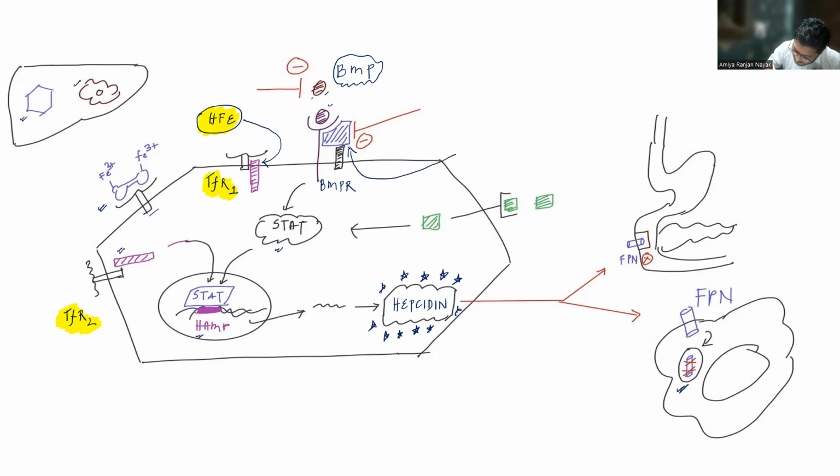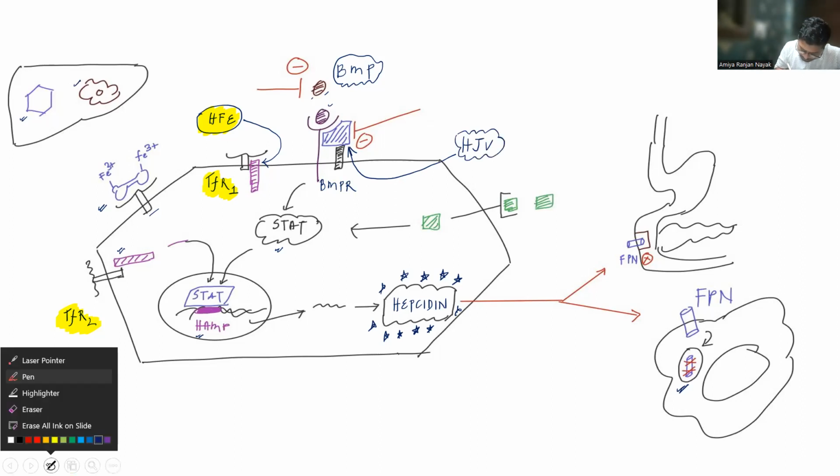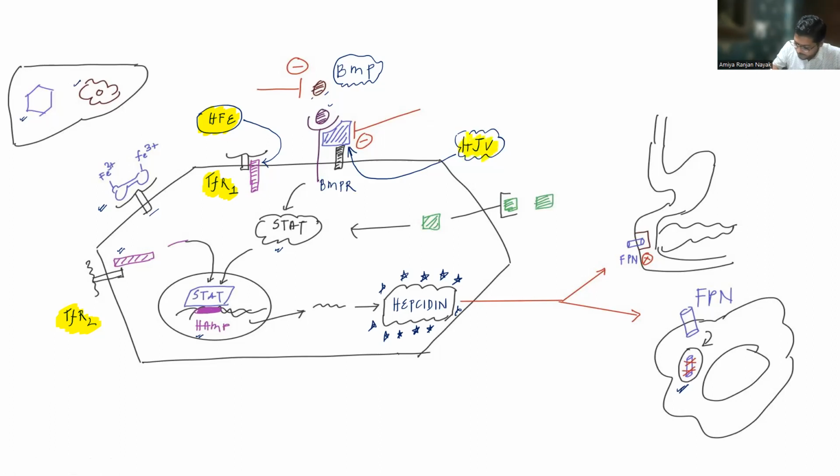hemojuvelin. This protein acts as a co-receptor along with the bone morphogenetic protein receptor. This is known as hemojuvelin, HJV. Hemojuvelin is actually a GPI anchored protein which is attached to the bone morphogenetic protein receptor, and it also helps in the recognition and sensing of the bone morphogenetic proteins, and also it helps in producing the hepcidin.